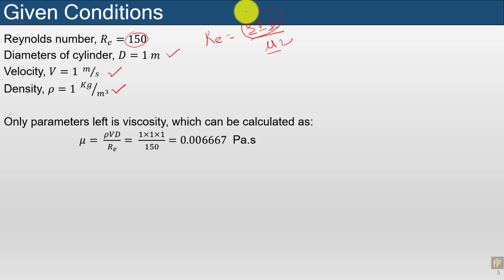This is the viscosity. So we can solve viscosity as rho V d upon Reynolds number. Density is 1, velocity is 1, diameter is 1, divided by 150. So we get the viscosity as 0.006667.